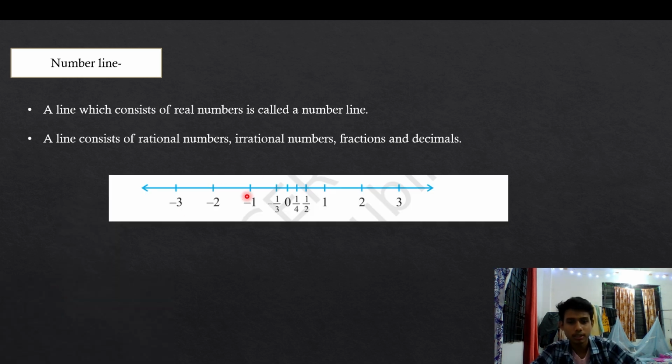So now this is the example of a number line. We have 0 in the middle, the positive numbers on the right hand side, the negative numbers on the left hand side. We have the fractions, etc, etc.